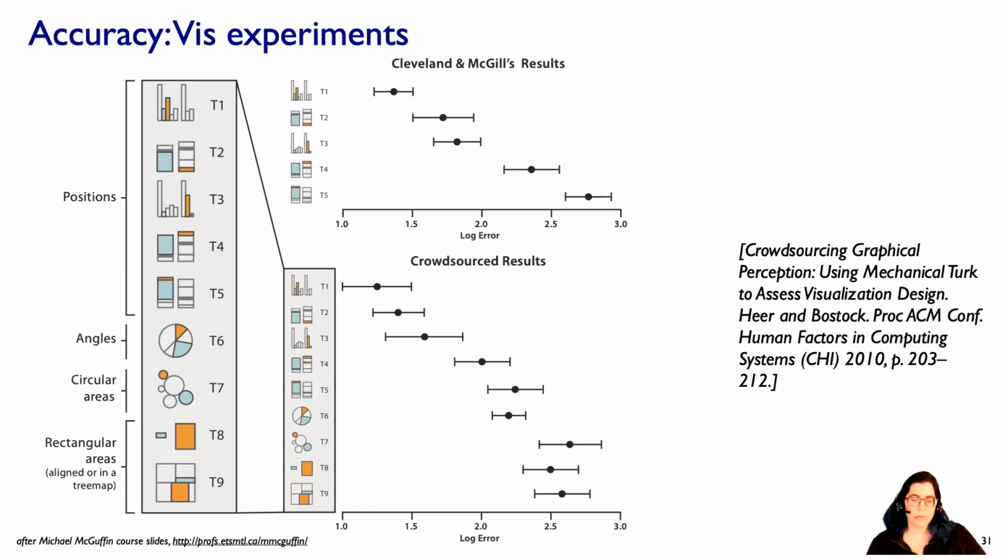And so this is some nice results where they replicated that Cleveland and McGill work with crowdsourcing on Mechanical Turk and essentially got the same results of there are more errors the further down we go in terms of people being able to decode information that was encoded using these different visual channels.